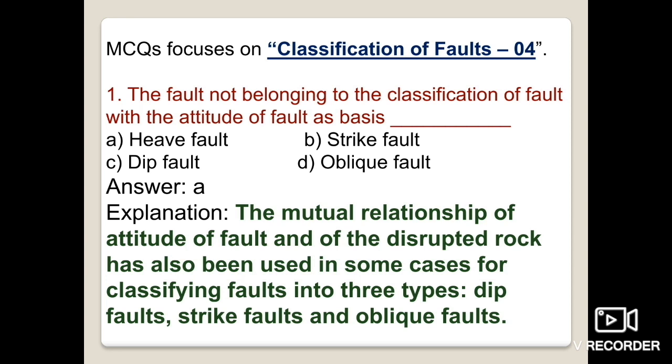So mutual relationship of the attitude of fault and of the disrupted rock has been used in some cases for classifying faults into 3 or 4 types. So the remaining, that is the heave fault, that is not the basis of the classification with the attitude of fault as basis, okay. So the option A is right.